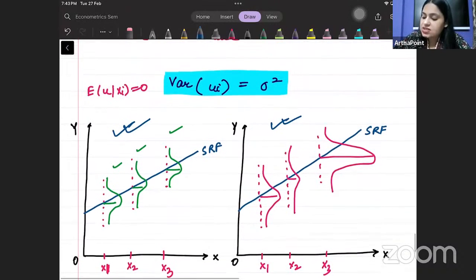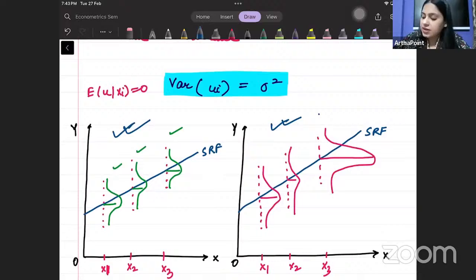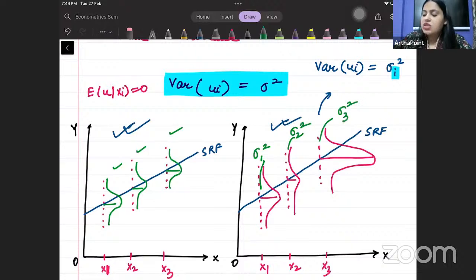Acha, in heteroscedasticity, how do I write this mathematically? When I can say that the variance of the error term is sigma i square. You see, I have put this i here. It means that this differs. It means perhaps here the variance was sigma 1 square, here the variance was sigma 2 square, and here the variance was sigma 3 square. It varies with the value of i.